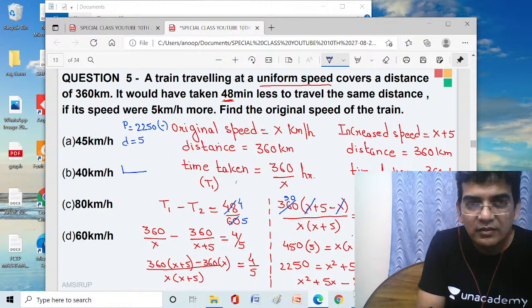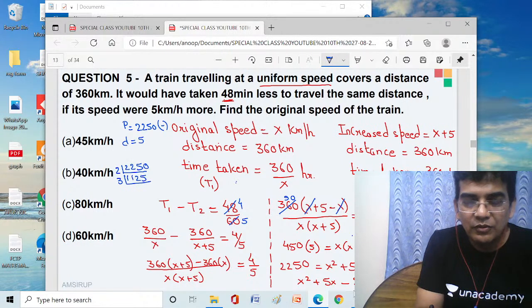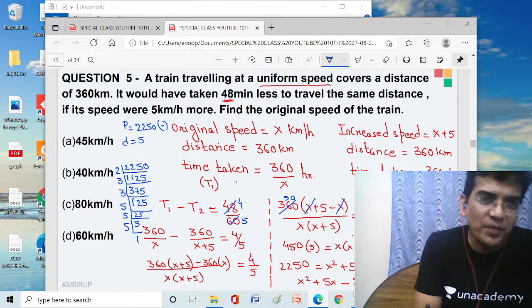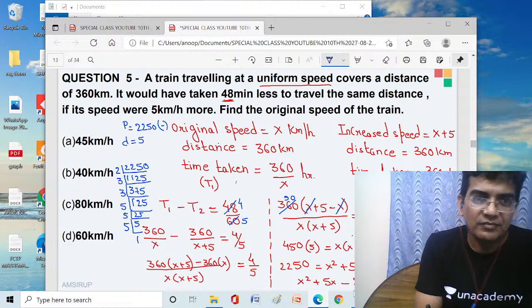2250. Let's make the prime factors. 2 ones are 2, 2 twos are 4, 2 fives are 10. Now with 3 I can go. 3 threes are 9, carry over 2, 3 sevens are 21, 3 fives are 25. Again I can go with 3, 3 ones are 3, 3 twos are 6, 3 fives are 15. Now I can go with 5, that makes it 25. Now again I can go with 5 and finally with 5. Now we will try to make the pair from here. Just try to make the pair, but in such a way that the difference should come 5.